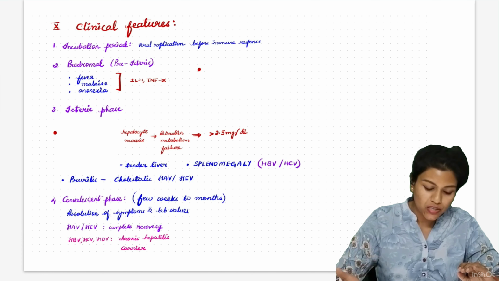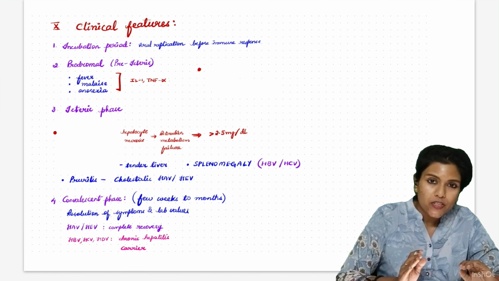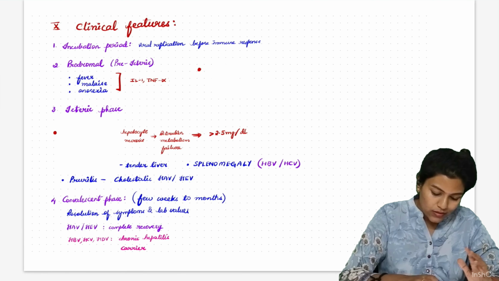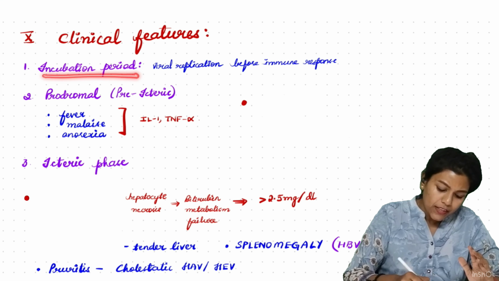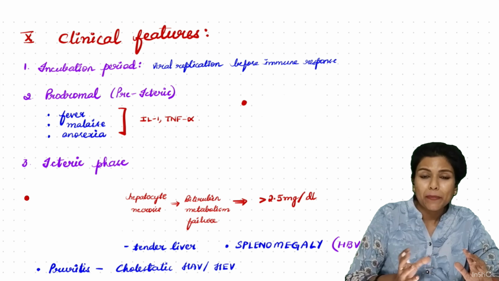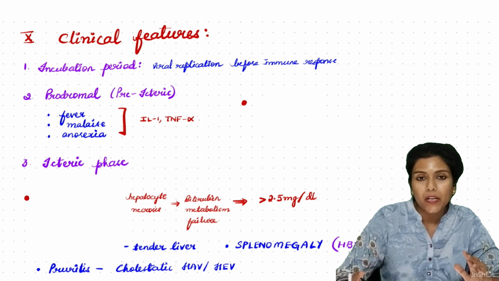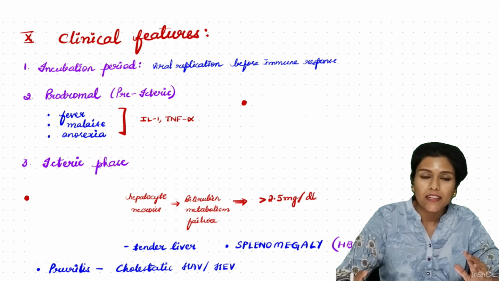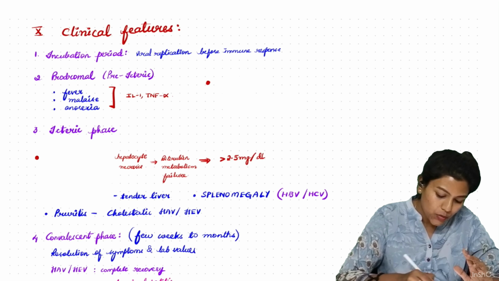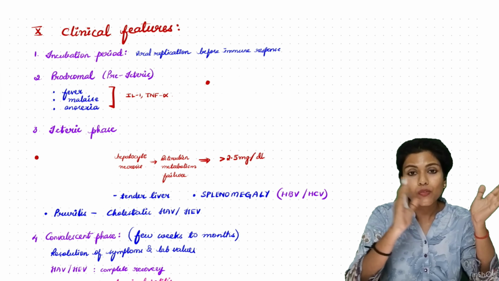Coming to the clinical features, we can divide them into these four stages. Incubation period. The incubation period is the asymptomatic period during which the virus replicates inside the host cells before any clinical manifestations or symptoms pop up. It's a silent phase. It is a silent killing phase. The incubation period depends on the virus.